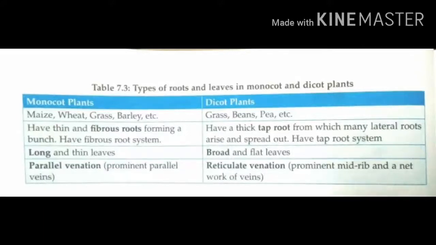Next we will see dicotyledon plants. Dicotyledon plants grow from the dicot seeds. This one has a tap root. Dicot plants have a tap root and reticulate venation.